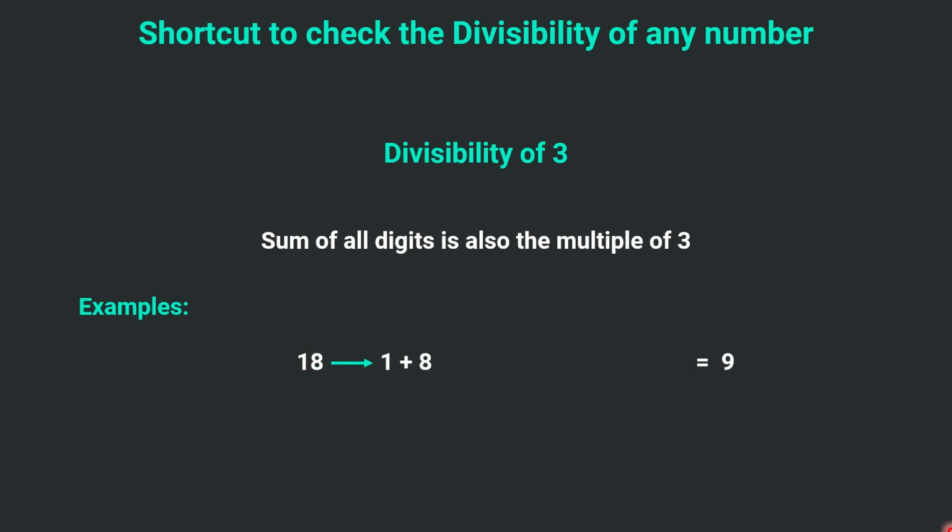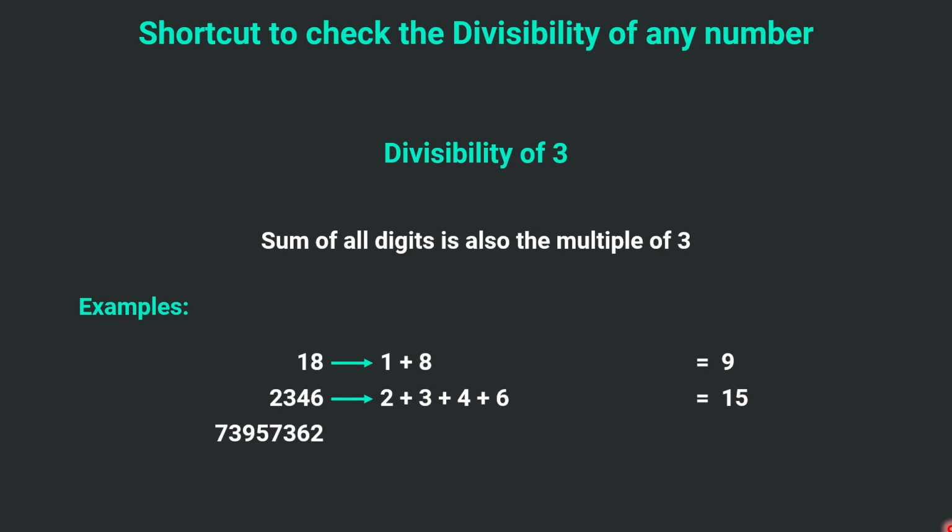So let's take a bigger number, 2346. Let's add all these digits. 2 plus 3 is 5, 5 plus 4 is 9, and 9 plus 6 is 15. Since 15 is divisible by 3, 2346 will also be divisible by 3.